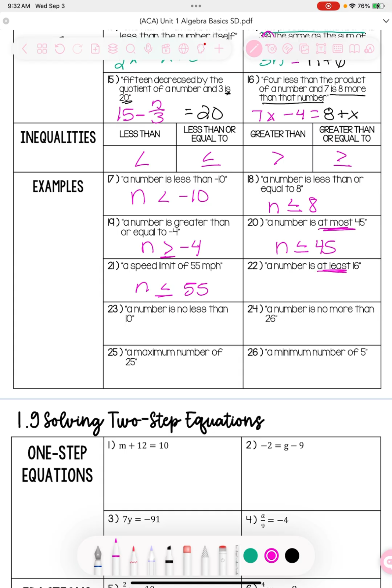A number is at least 16. If you have to be at least 16 years old for something, you have to be greater than or equal to it. A number is no less than 10, so it can be 10, but it has to be greater than or equal to 10. A number is no more than 26, so we have less than or equal to 26, so that's saying no more than. A maximum of 25. If your max age for like a playground is 25, so our number and 25, we have to be less than or equal to. And a minimum of the number 5 says, okay, I can be 5, but I have to be greater than or equal to 5. So there is your inequalities.